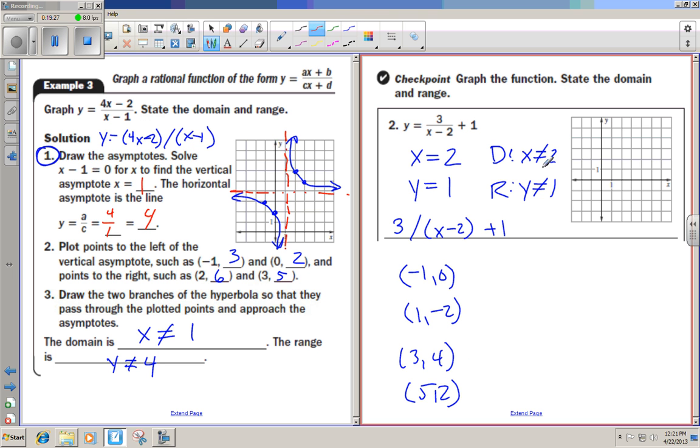So let's sketch the asymptotes at x equals 2, y equals 1. Let's draw the graph, or plot the points. (-1, 0), (1, -2). There's your half of the hyperbola. Then we have (3, 4) and (5, 2). So it looks like everything you need for that graph.